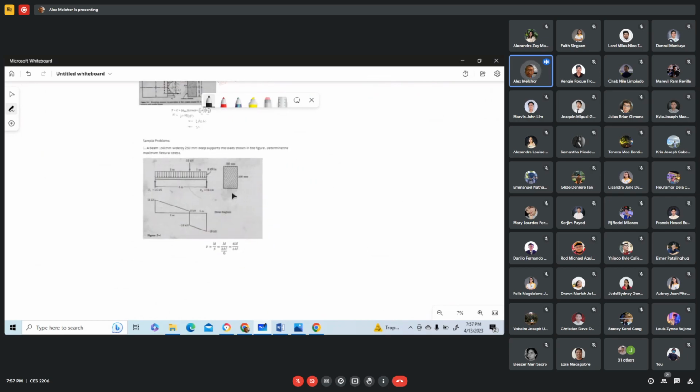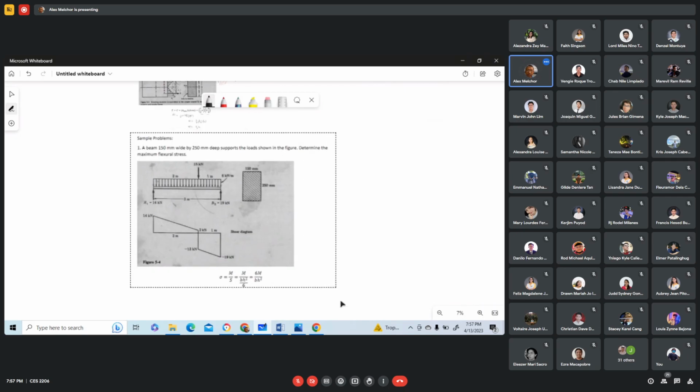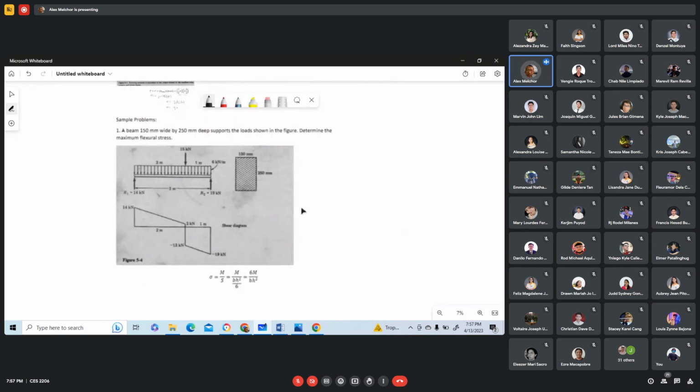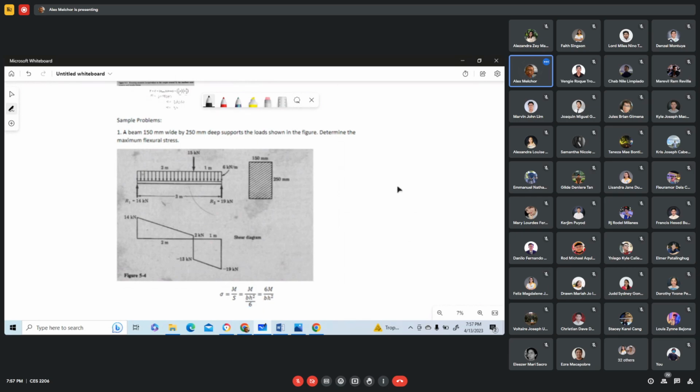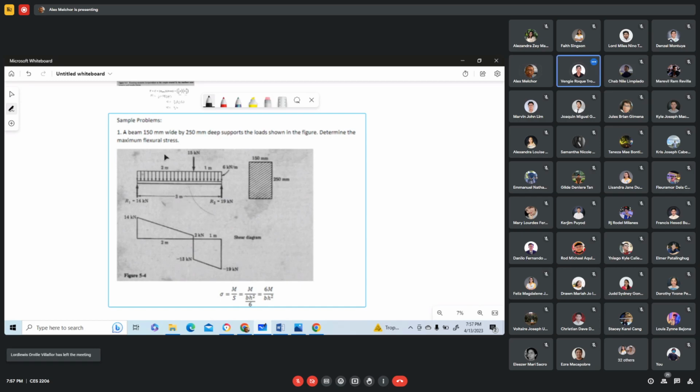This is a sample problem about solving for the maximum flexural stress. Could you please read this problem, volunteer? A beam 150 millimeter wide by 250 millimeter deep supports the loads shown in the figure. Determine the maximum flexural stress.